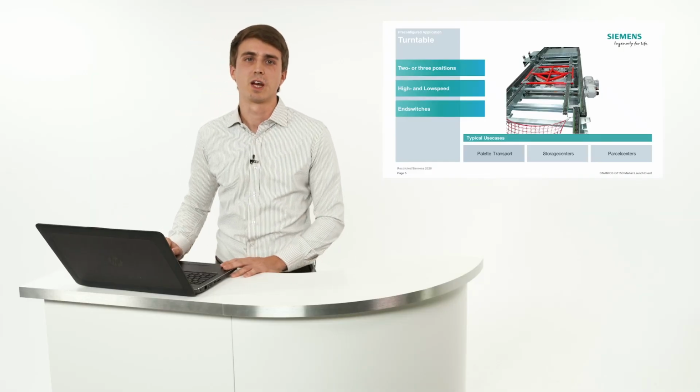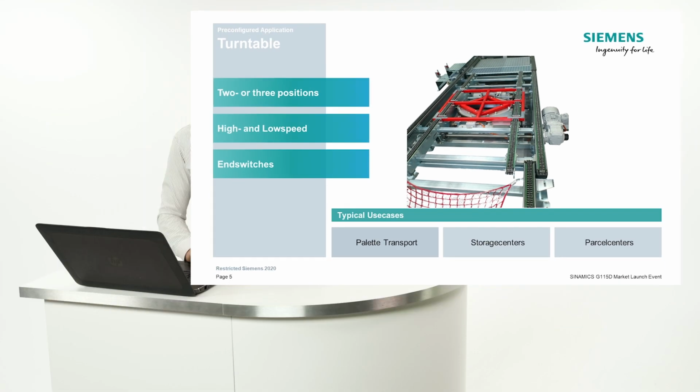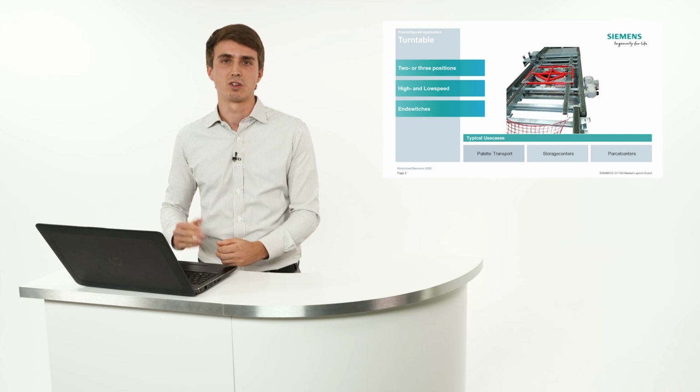Another application that we have is the turntable application. This is usually used when we have goods that are moved in one direction that we have to direct into another direction. So we have like 2 or 3 positions in which we move the part, usually a switch between high and low speed and certain end switches for the position. This is used for like pallets, parcel centers, or typical in storage units.